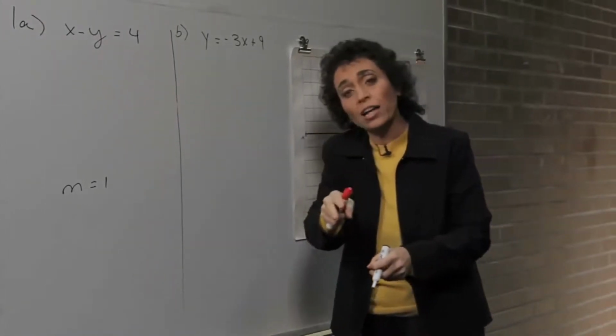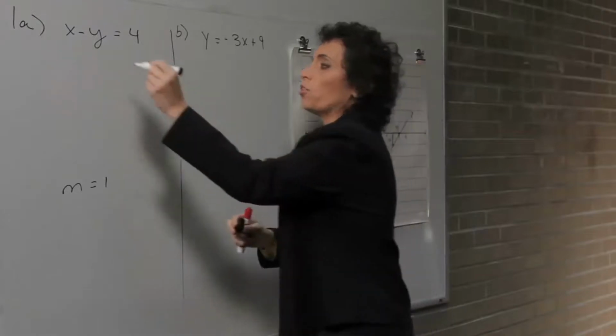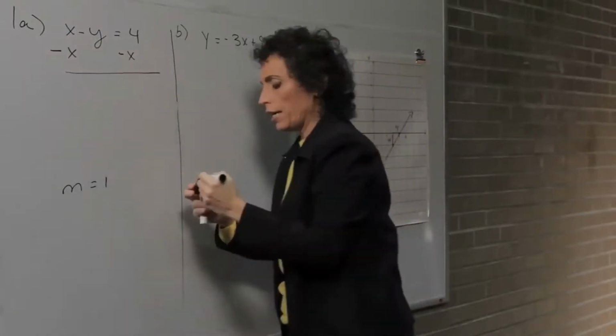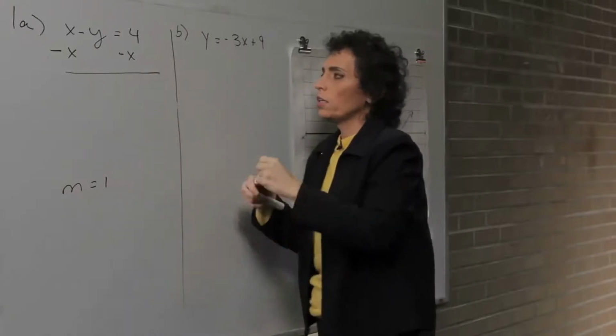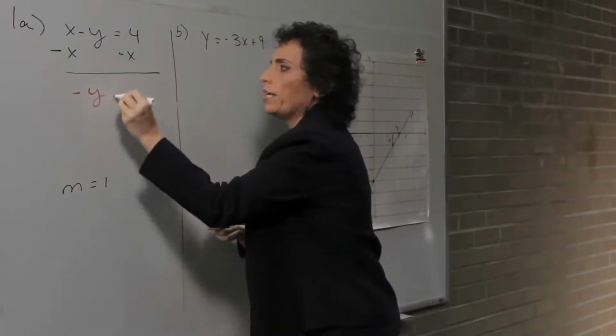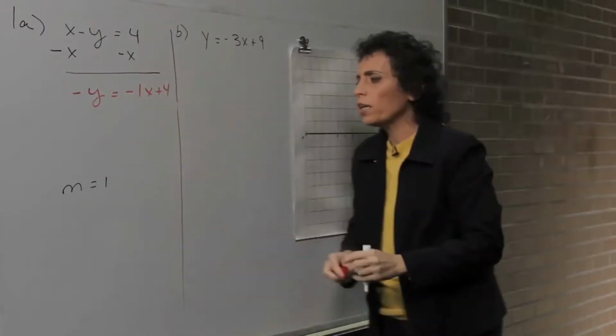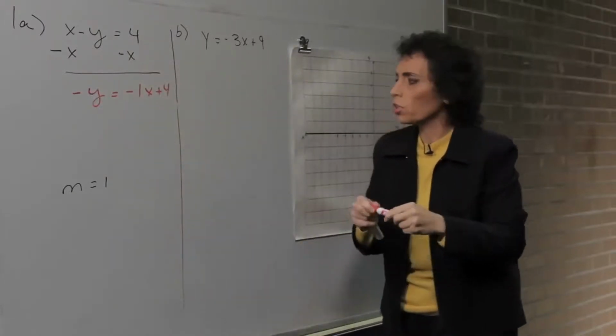We learned how to do that in literal equations. So we're going to solve this for y. So I'm going to subtract x, and I get negative y equals negative 1x plus 4. I don't need the negative 1, but I might want to write it, just so you can see what's going on.